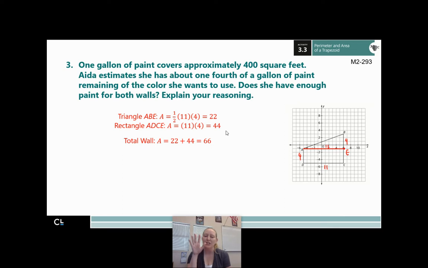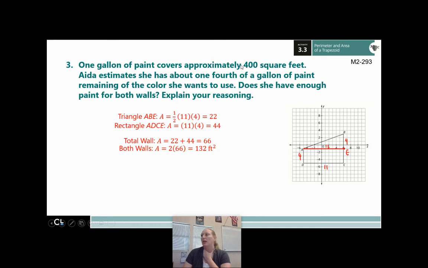square feet. Here's the thing though, remember, she's painting both walls, right? She's painting both walls. So we're actually not trying to cover 66 feet. We got to double that. She's actually trying to cover 132 square feet with paint.